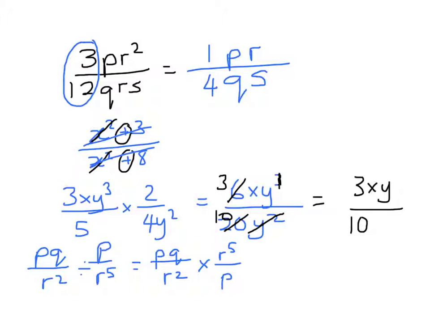Now let's see if we can cancel these. We have a p on the top and a p on the bottom. We've got 2 r's there, so we're left with 3 here. So on the top we've got qr to the power of 3. On the bottom we have nothing. So you don't need to put that 1 there at all really. You can just leave it as qr to the power of 3.